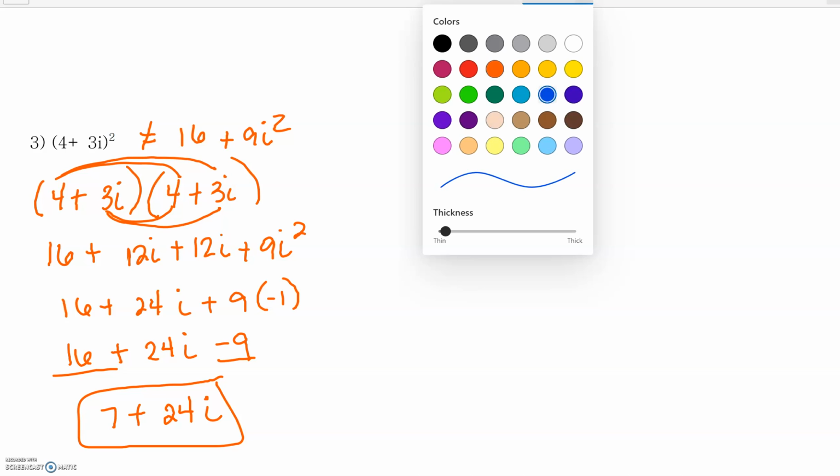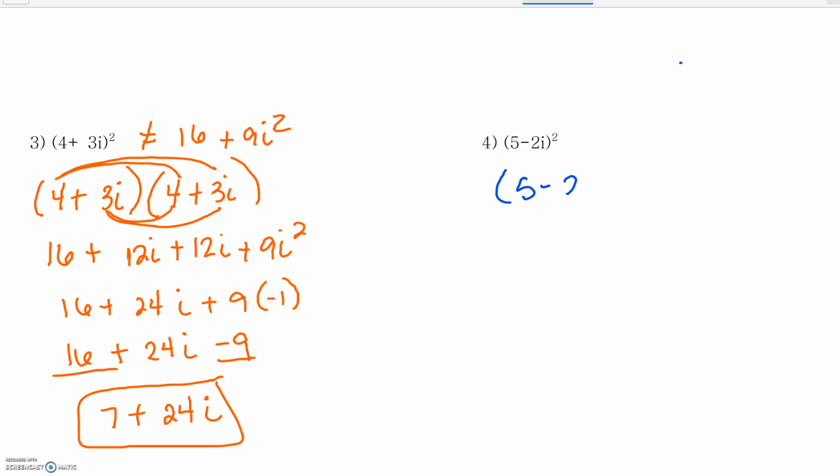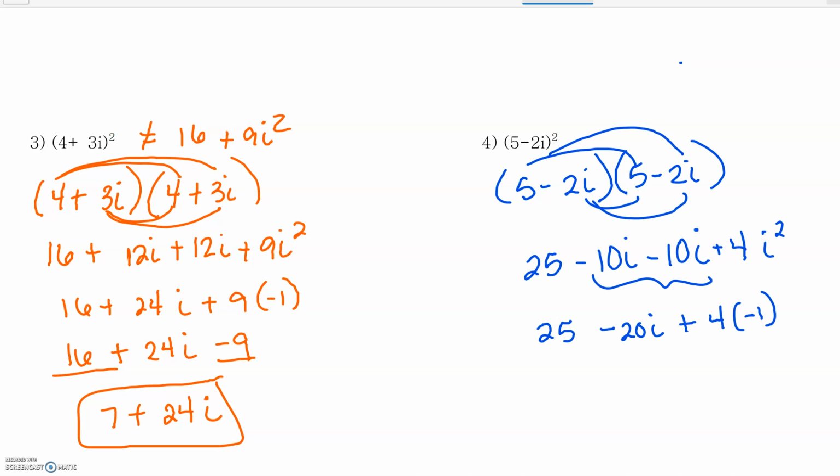Again, make sure you write it out twice, and then you do your FOILing. We do not distribute over addition or subtraction. We have it twice, so we need to FOIL. So I went ahead and FOILed, and then I combined my 2 middle terms that are both just i's, and then I brought down my i squared as a negative 1, and so that gives me negative 4, and I'm going to go ahead and add that to my 25 because those are both real to give me 21 minus 20i.